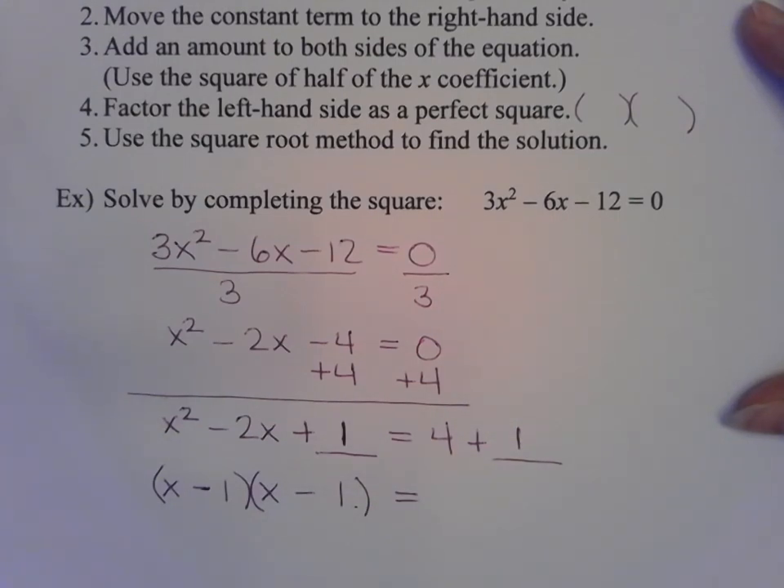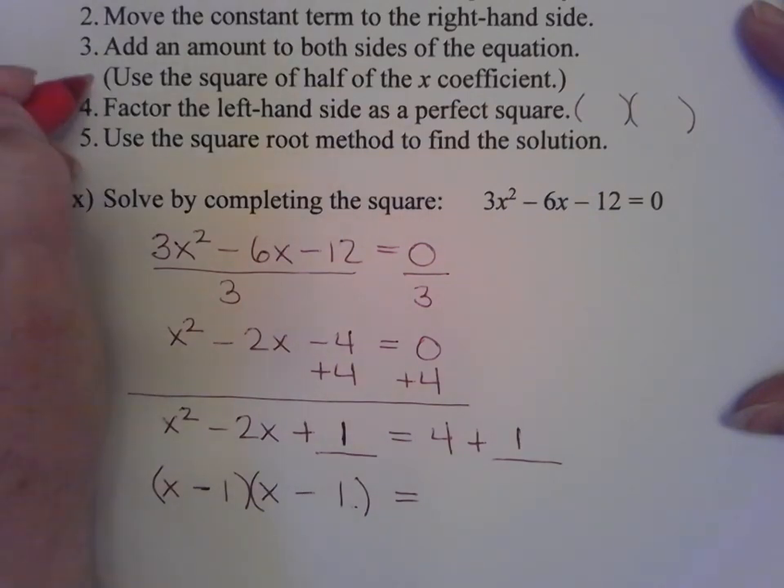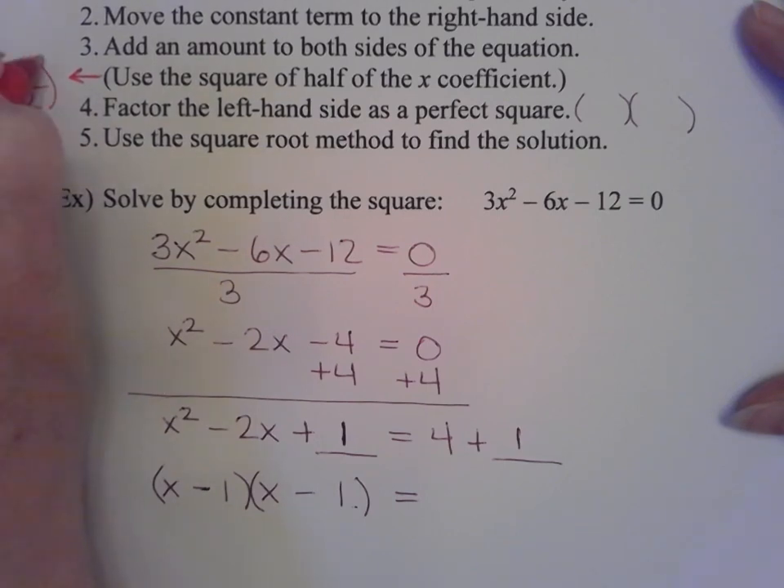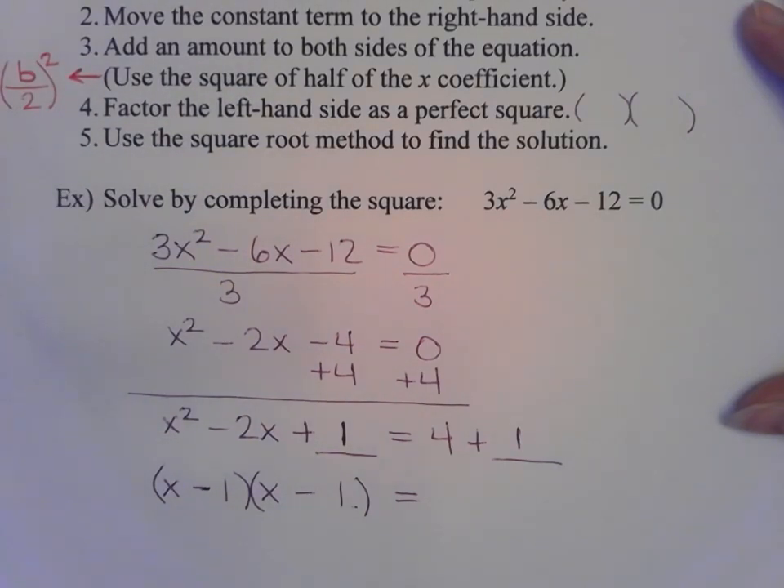Okay, or there's a shortcut, and I guess that's what this was referring to here in the parentheses. So the shortcut is you can take b, the number in front of the x, divide it by 2, and square it. Okay, so let's work that out for this problem. In this problem, the b is -2.